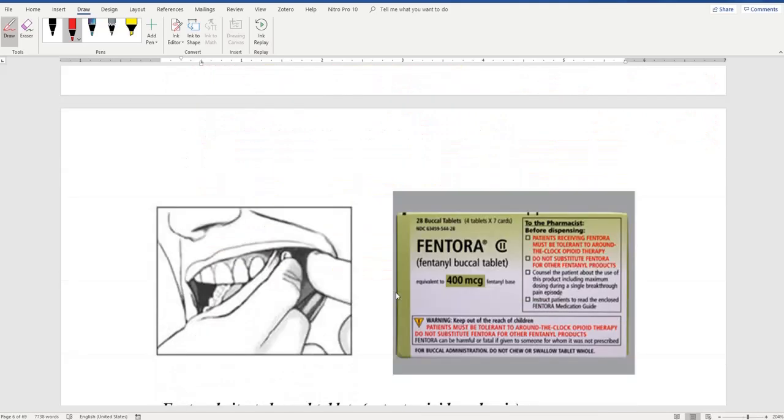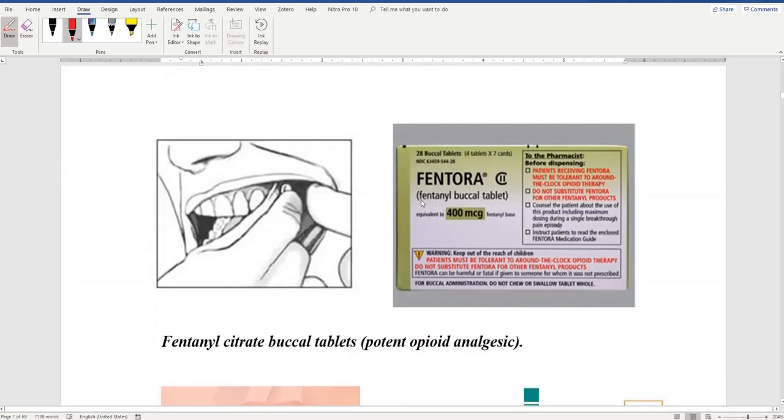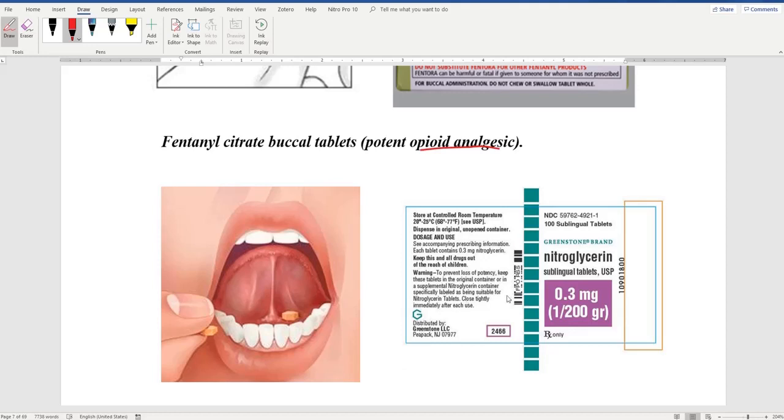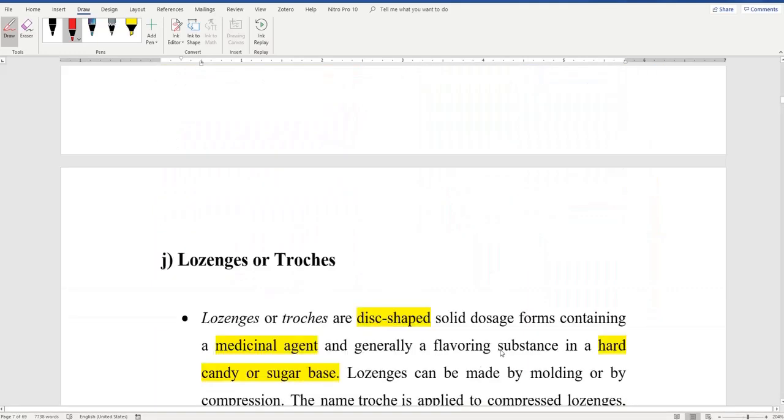So these are the benefits. Here you see the fentanyl buccal tablets, and these are opioid analgesic, مسكن يعني. And here you see nitroglycerin, which is sublingual, that is used to prevent angina pectoris from happening.